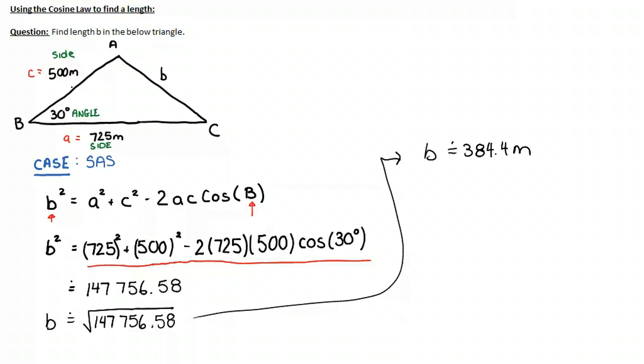Again, a big idea to take away from this is whenever you get a non-right triangle, look at the situation that you have. What case are you dealing with? And in this case, we see we have a side angle side situation. And if I have a side angle side situation, that means that I can apply the length form of the cosine law.